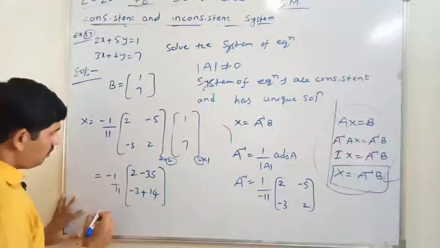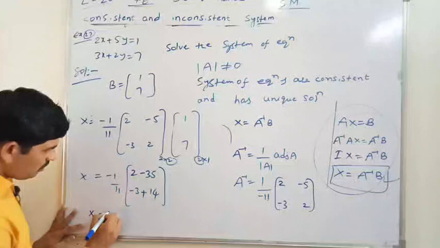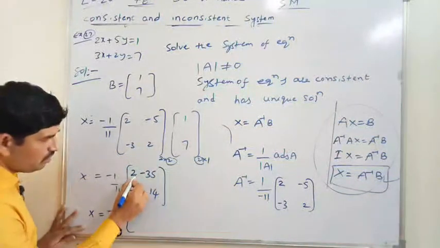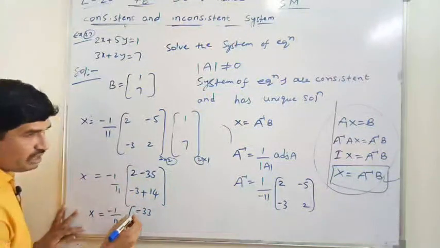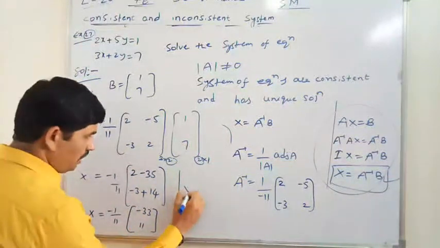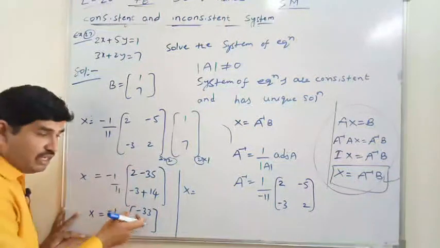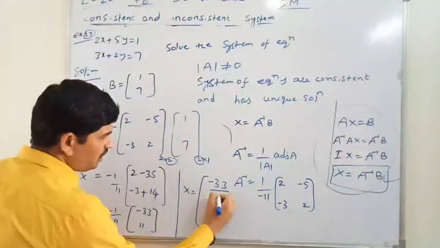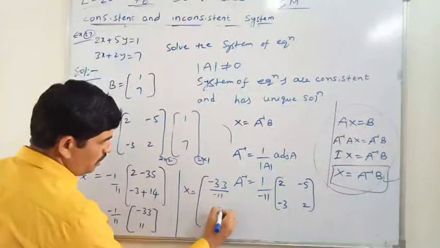Then we can write here, this is the x matrix. Finally I am writing minus 1 by 11 into the matrix we are getting here. 2 minus 35 means minus 33. This is 14 minus 3, and 14 minus 3 is nothing but 11. Then the resulting matrix is x is equal to minus 1 by 11, multiplied inside the matrix. So minus 33 by minus 11, and one more is minus 11 by 11.